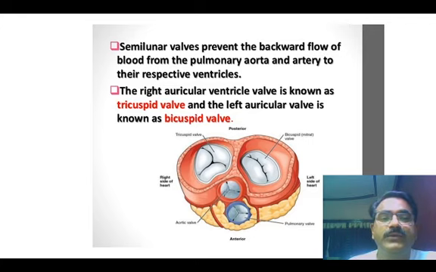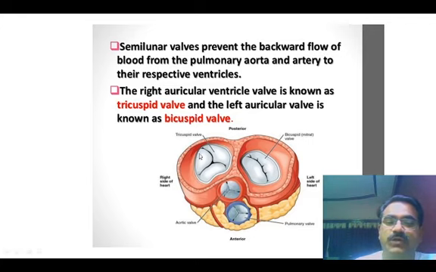Now we already know that the right auriculoventricular aperture is guarded by the tricuspid valves, and the left auriculoventricular aperture is guarded by the bicuspid valves. Okay, now the semilunar valves prevent the backward flow of the blood from the pulmonary aorta and artery to their respective ventricles. The right auriculoventricular valve is known as the tricuspid valve, and the left auriculoventricular valve is known as the bicuspid valve.